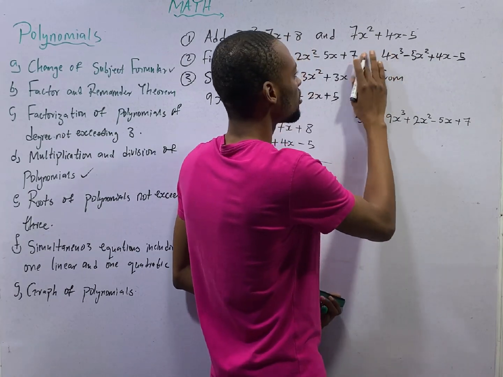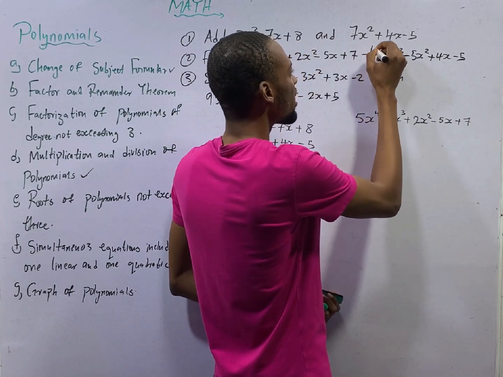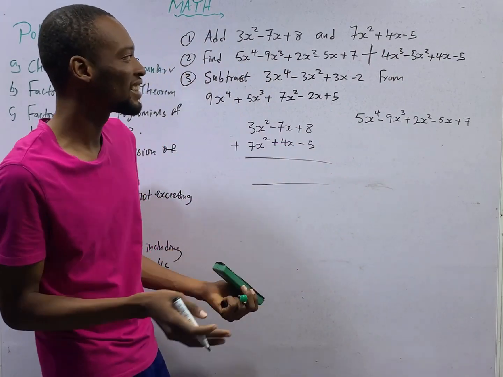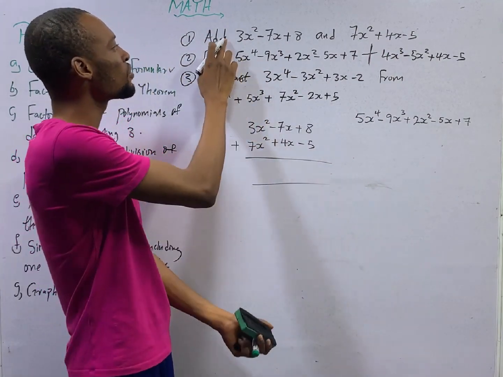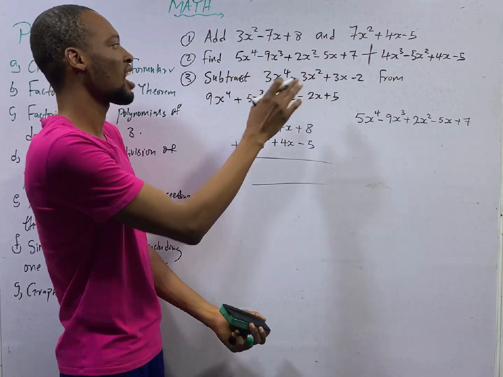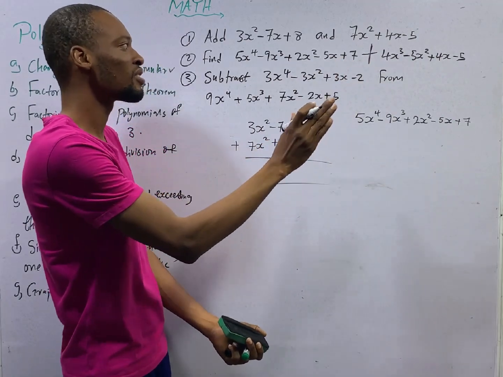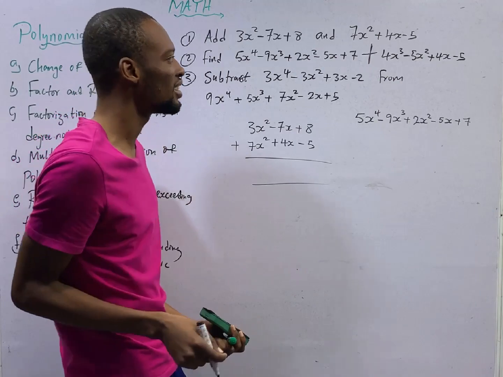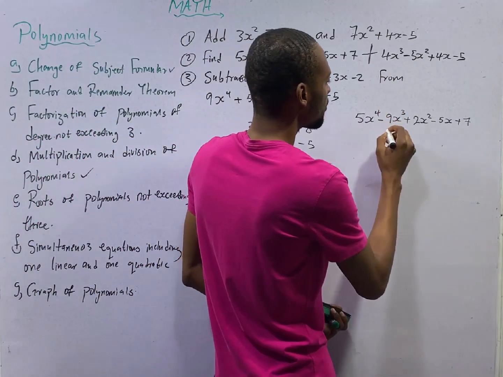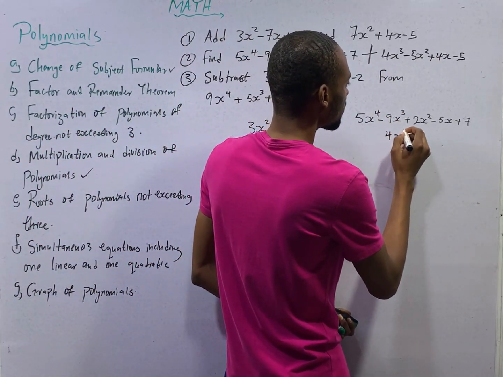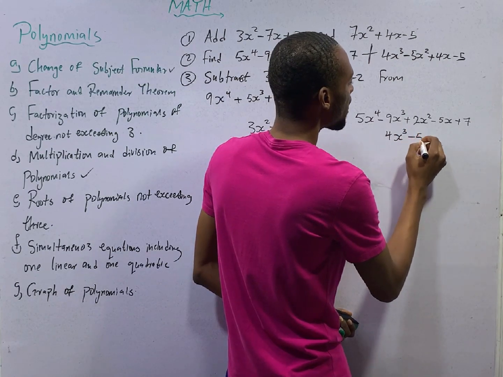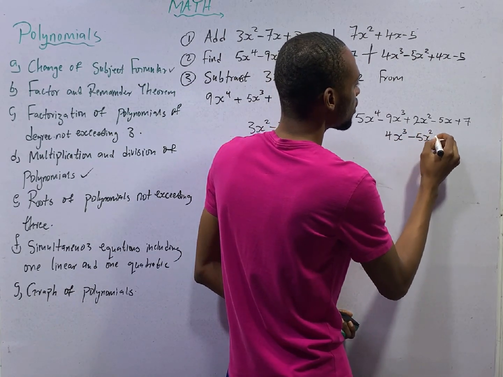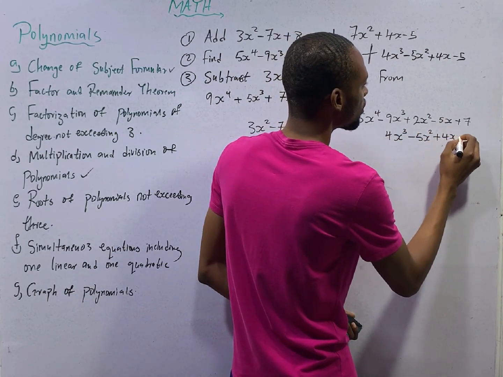So we come here and see this. This addition means add. Most times they will give you in this form, add this and this. I'm just using this plus to show addition. It doesn't mean they are the same polynomials. Thank you for understanding. 4s raised to the power of 3, start from here, minus 5s squared plus 4s minus 5.